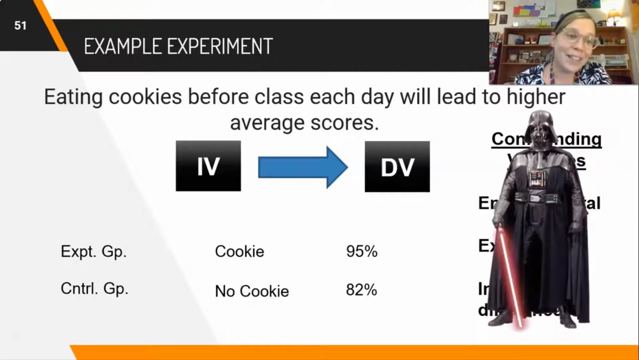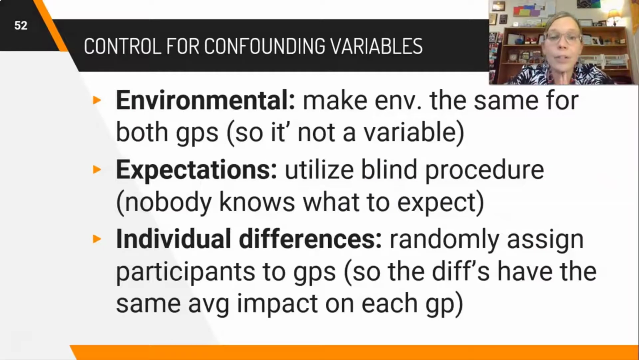So I like to think of the confounding variables as the Darth Vader of experimentation. They are our nemesis. So what are some ways we can specifically control for these different examples? So I already told you a little bit about individual differences. If you're looking at the environment as a confounding variable, you would make sure that you have the same environment for both groups. That way, that isn't a factor. It cannot mess with your results. If they both take the test in the same room at the same time of day, with the same conditions, then you know that any difference in scores is not due to the environment because they had the same environment.